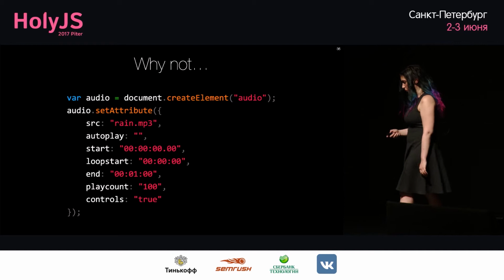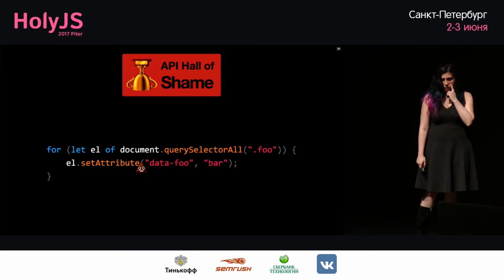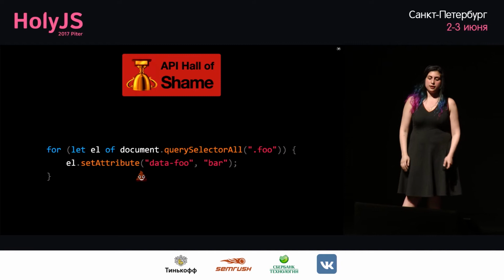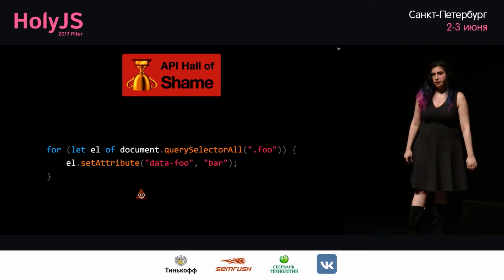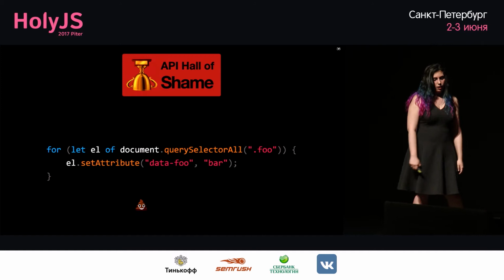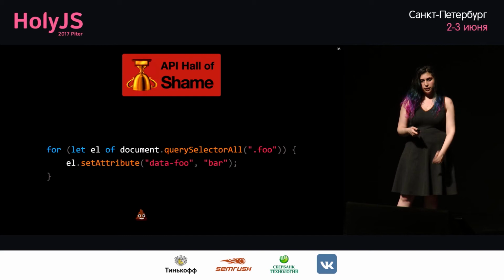Another example of not being able to do things en masse, again with set attribute, is setting attributes on multiple elements instead of setting multiple attributes on the same element. Even with modern ES6, we would have to do something like this. And with ES5, it would be even longer. Why would we have to loop over each element and do this again and again? This is such a common task.